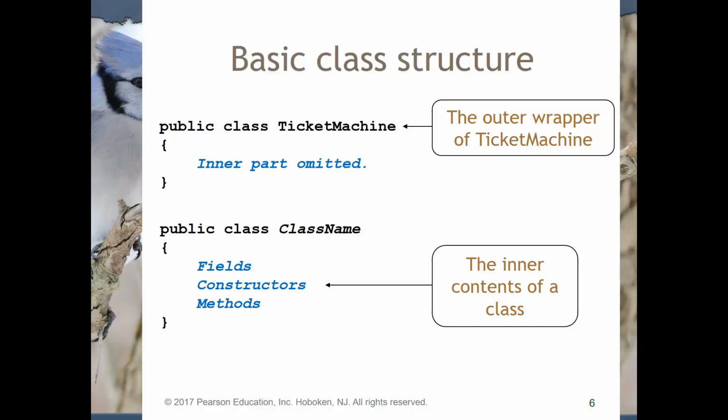Once you go down to the lower example, the inner contents, which it shows above as being omitted, but down below, are fields, constructors, and methods. Fields hold values, constructors help set up the class for use, and methods are the meat of it, if you will, or the code.